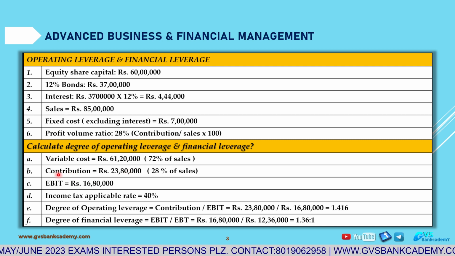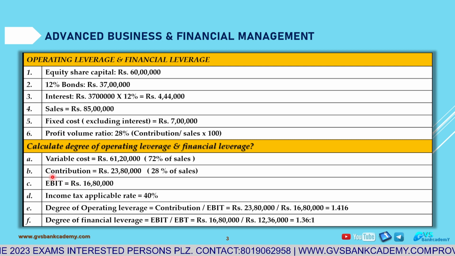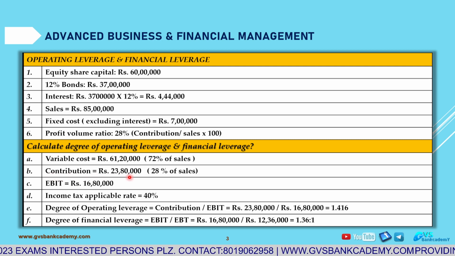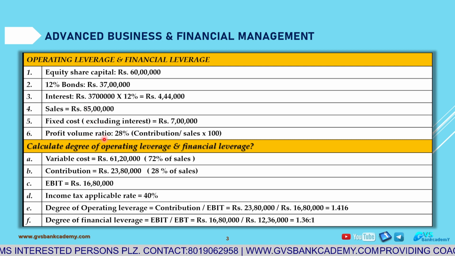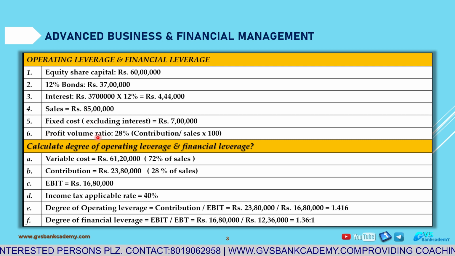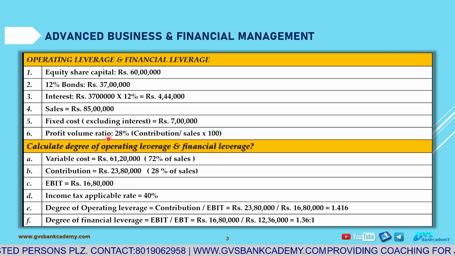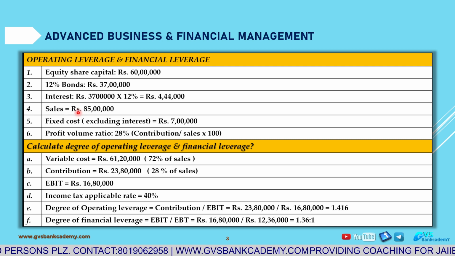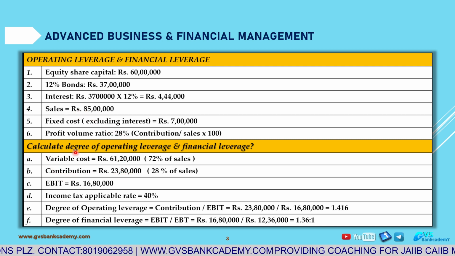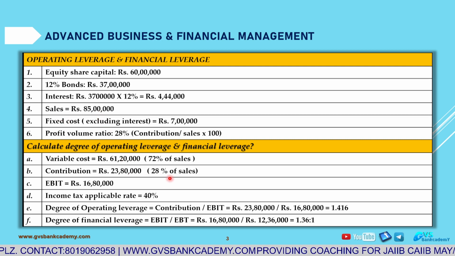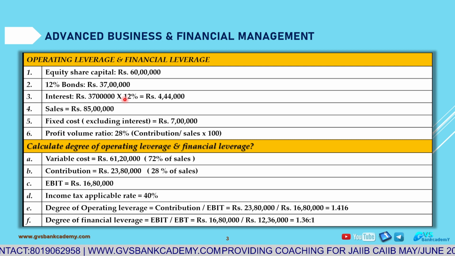Contribution means sales minus variable cost. Here the variable cost is not given. They have given the PV ratio, which is nothing but out of sales, what is the contribution, directly as a percentage. Here the PV ratio is 28%. Sales into 28% gives contribution. Contribution is equal to sales minus variable cost, but the variable cost is not provided in the question.